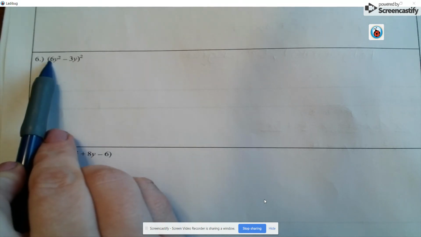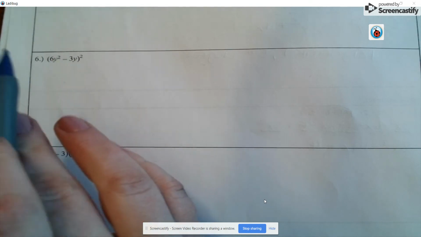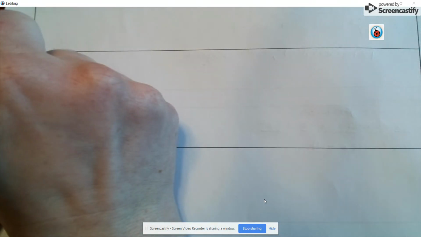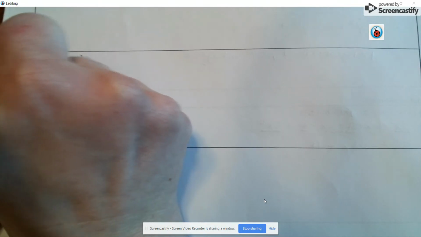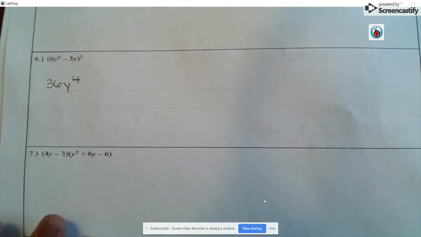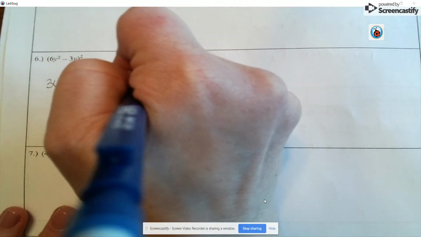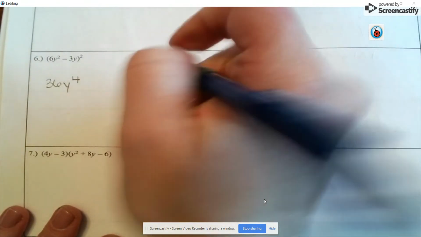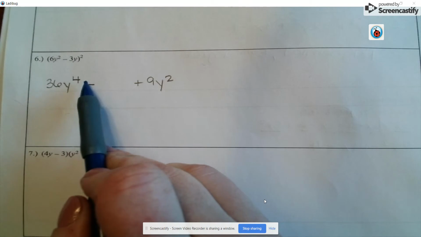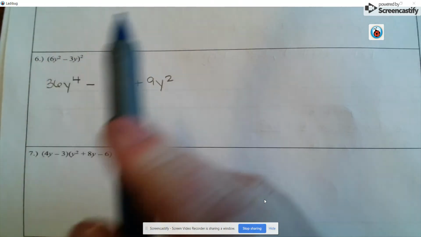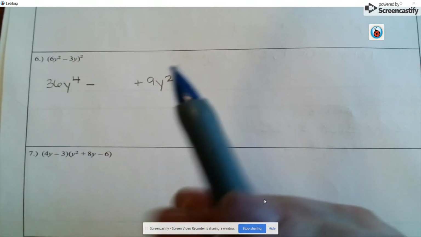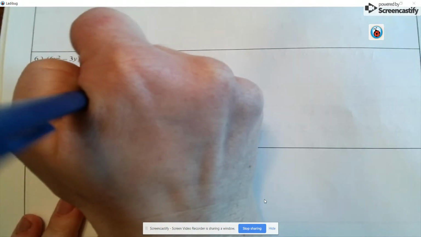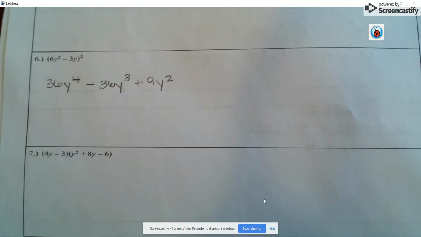I know that my answer is going to be a squared. So if I look at a as my 6y, then I'm going to get 6y squared, which is 36y to the 4th. And then I know over here I'm going to have a plus 3y squared, so that would be 9y squared. And in the middle, since there's a minus sign, I know it's going to be minus, and I'm going to do 6 times 3, which is 18, times 2, since the center term is the 2ab, which will give me minus 36y cubed.